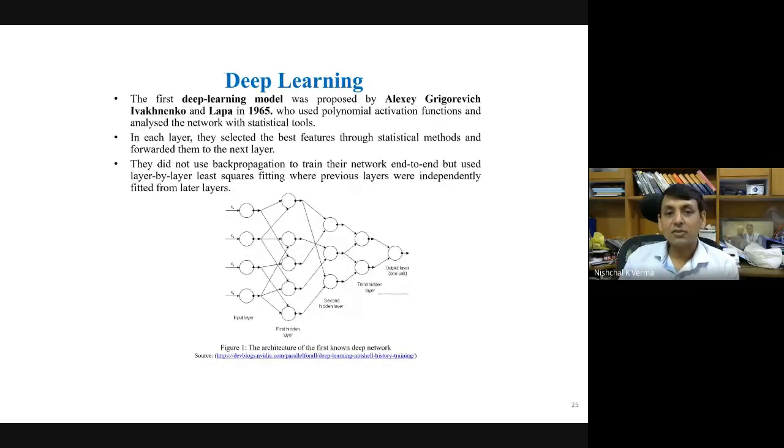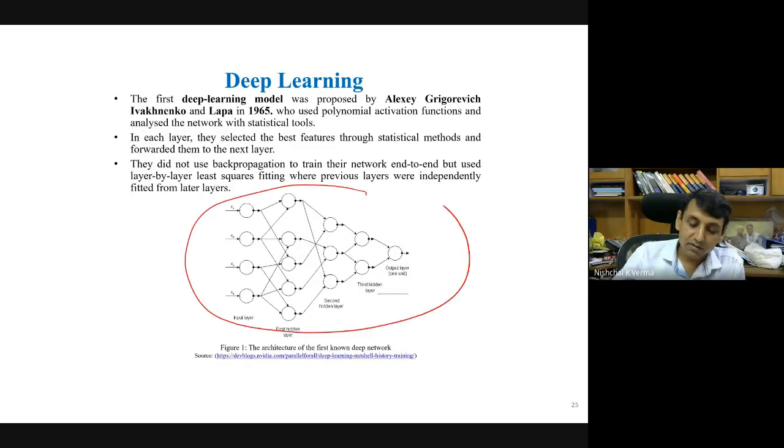So deep learning is here. You see, this is the network which was used initially when deep learning was proposed by Ivakhnenko and Lapa. We'll have 2 more minutes, and then we'll move to the question answer session. So you see, this deep learning helped us in managing these issues that we have just discussed. The first deep learning model, as I already mentioned, was proposed by Ivakhnenko and Lapa in 1965.